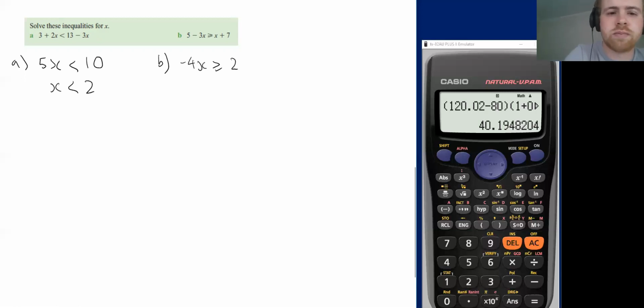All right, so flip the sign. 2 divided by minus 4 is going to be minus a half. And we have solved our inequality. X is less than or equal to minus a half.